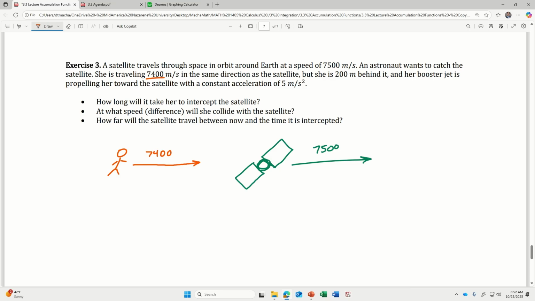Because why? She's actually using a booster. I guess she has like a jetpack on. So here's her little jetpack. And it is blasting her forward so that she is constantly accelerating at 5 meters per second squared. And the distance between her and the satellite is 200 meters. Okay, so there's a lot here. How long will it take her to intercept the satellite? At what speed will she collide with the satellite? And how far will the satellite travel between now and the time it is intercepted? Okay.